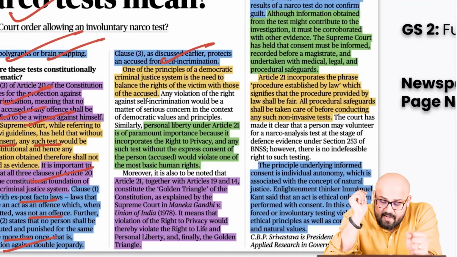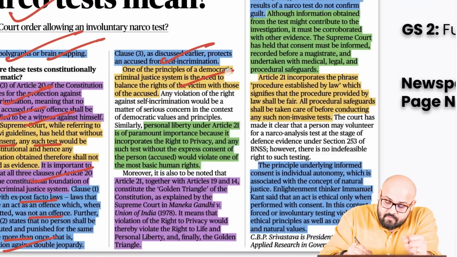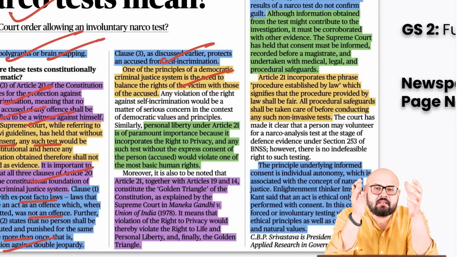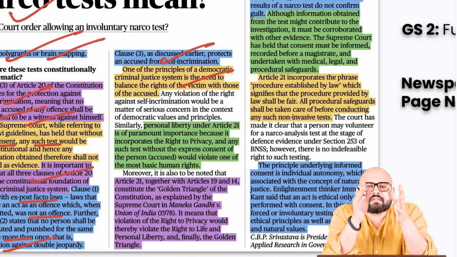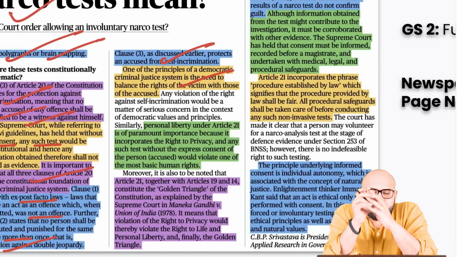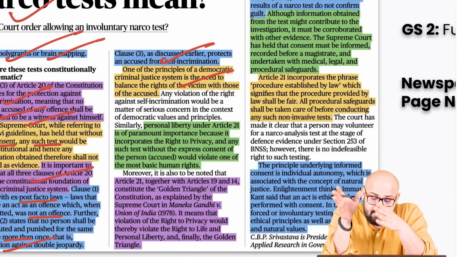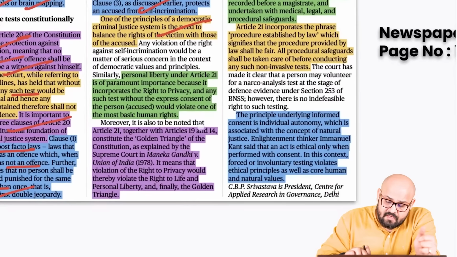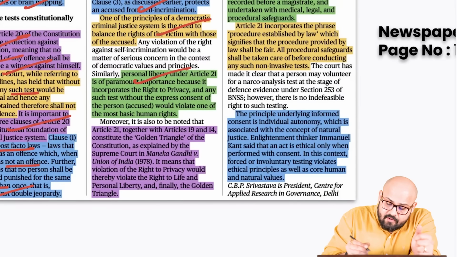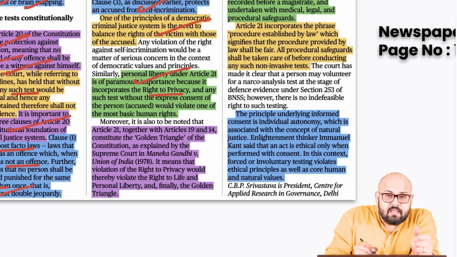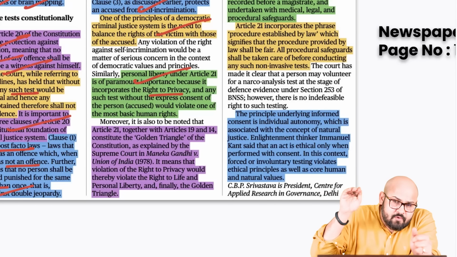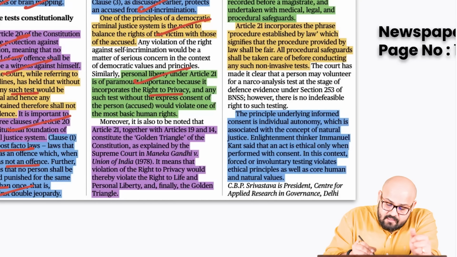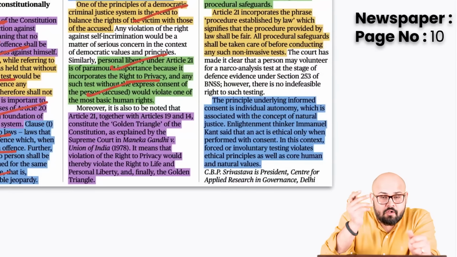One of the principles of a democratic criminal justice system is the need to balance the rights of the victim with those of the accused. See, in a robust criminal justice system, what you have to understand is that you'll give equal opportunity to both the victim and the accused, right? Personal liberty under Article 21 is of paramount importance because it incorporates right to privacy, and these tests are intruding into the privacy aspects, and any such test without the express consent of the person would violate one of the most basic human rights.